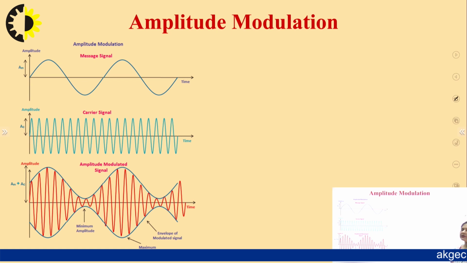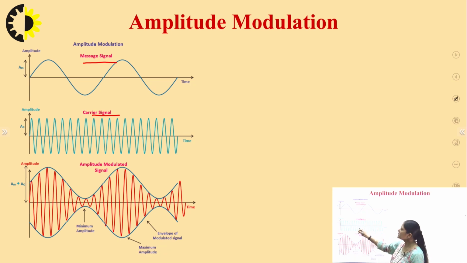Now, as you can see in this diagram, we are having three signals. One is the message signal. This is the message signal, that is the signal that we want to transmit. This is, for example, I am speaking and this is my voice signal, and it will be acting as the message signal. And if I want to transmit this signal to a longer distance, then this message will be carried by a carrier signal. This is called carrier. As you see, the difference between the message and the carrier is, message is a low frequency signal and carrier is a high frequency signal.